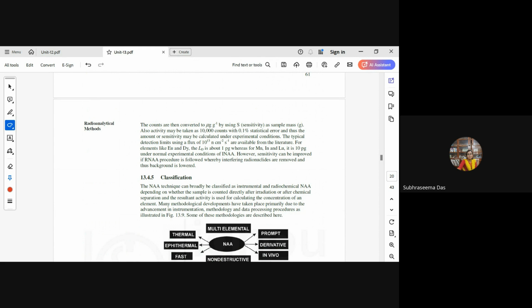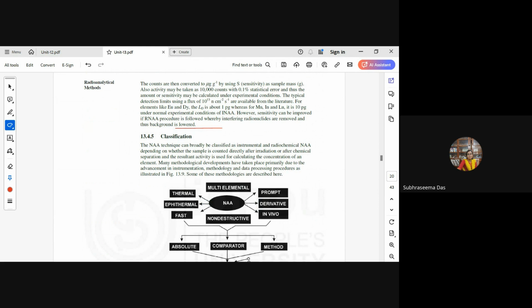Also, the activity here may be taken as 10,000 counts, which records with 0.1% statistical error under experimental conditions. The typical detection limits using a flux of 10 to the power 13 neutrons per centimeter square per second are available. This is the reported data in literature. Under other conditions, sensitivity can also be improved if the RNAA procedure is followed and the background is lowered.